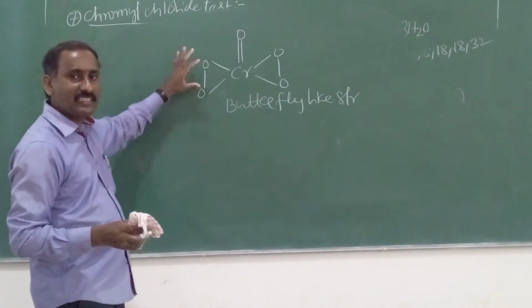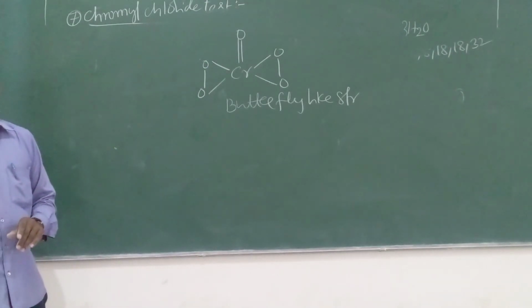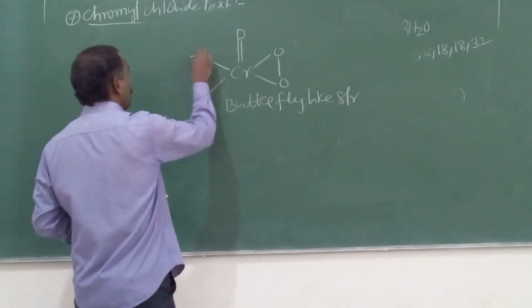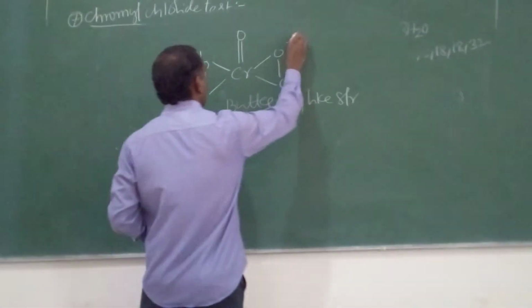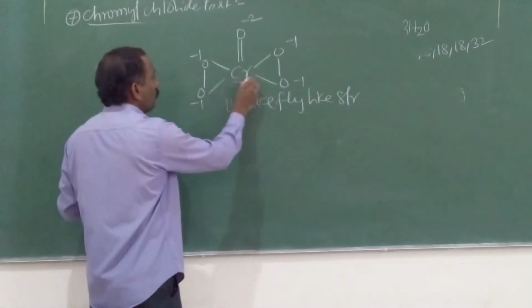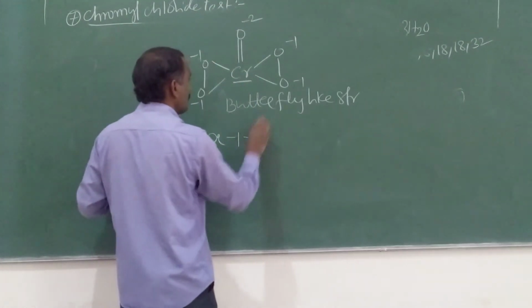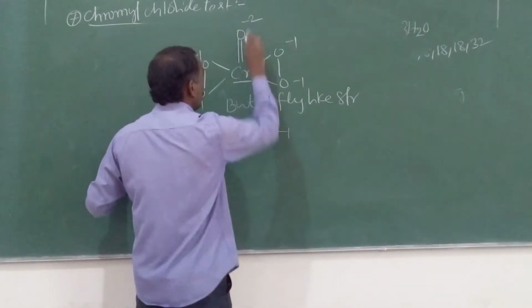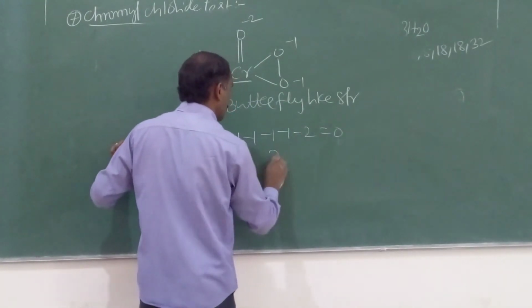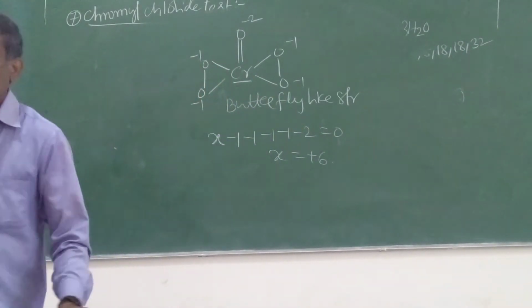In peroxy linkage, does anybody remember the oxidation state of each oxygen? -1. In peroxides, the oxidation number of each oxygen is -1. This is -1, -1, and this is normal oxygen, -2. Then calculate the chromium oxidation state X: X plus -1, -1, -1, -1, and -2 equals 0. Therefore X equals +6. You should remember this oxidation number.